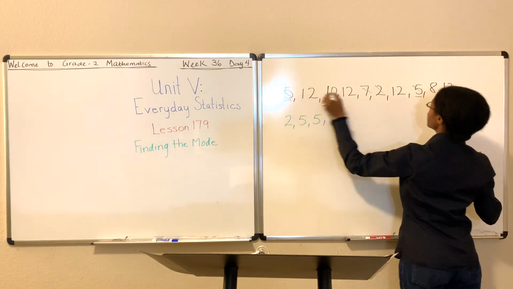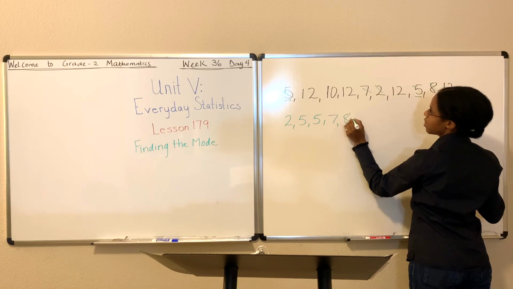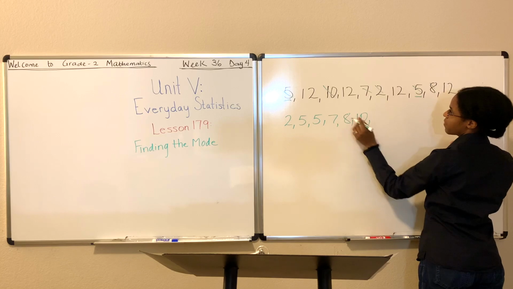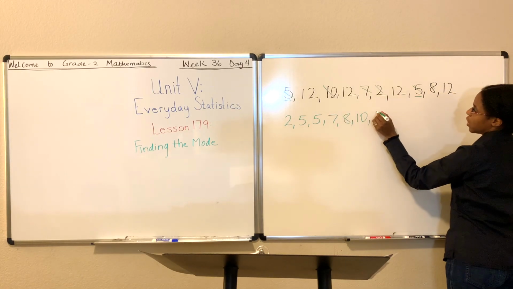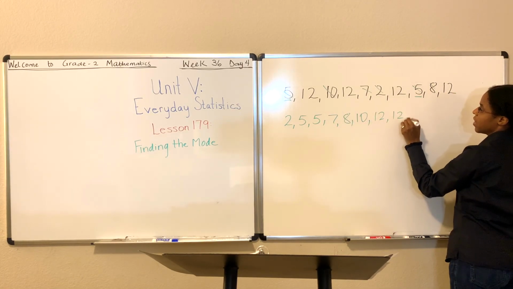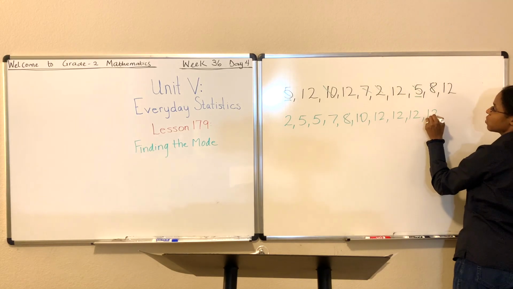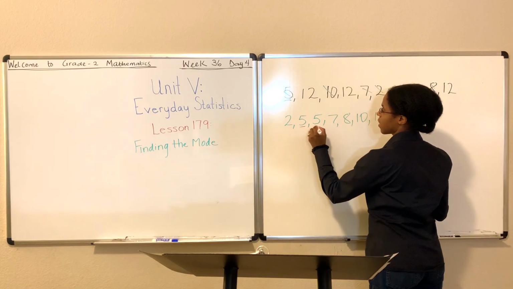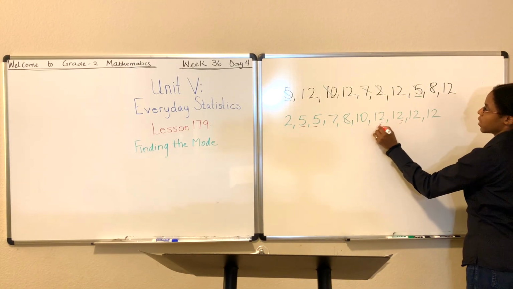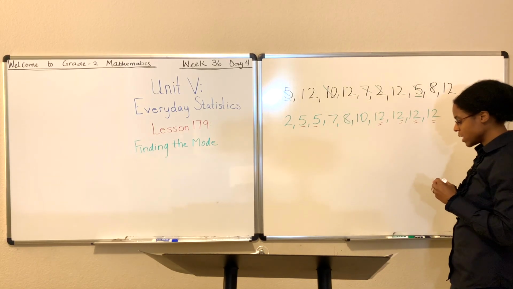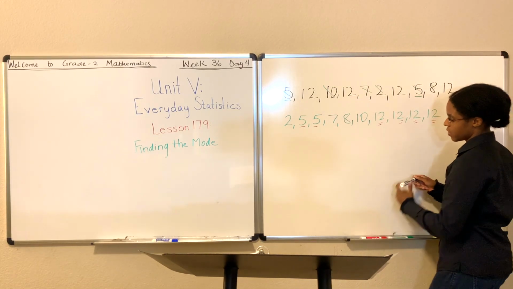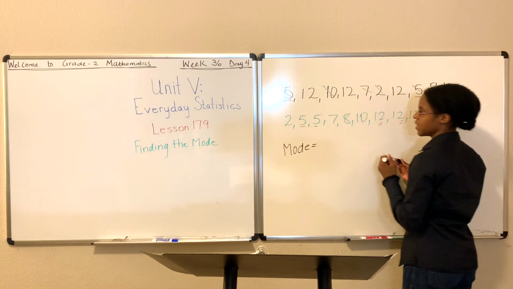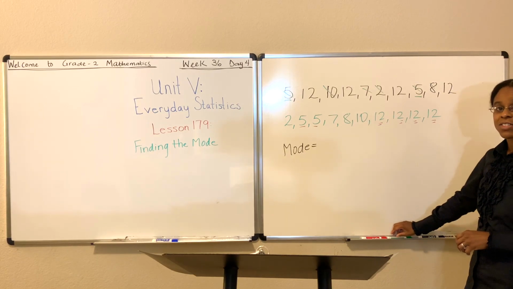We have a 7, we put that there. We have an 8, we put that there. We have a 10, we put that there. And we have a 12, another 12, another 12, and still one more 12. So it looks like we have 2 5s and 4 12s. So let me ask you, what is the mode in this sequence of numbers? The mode is going to be the number that appears the most, which is 12.